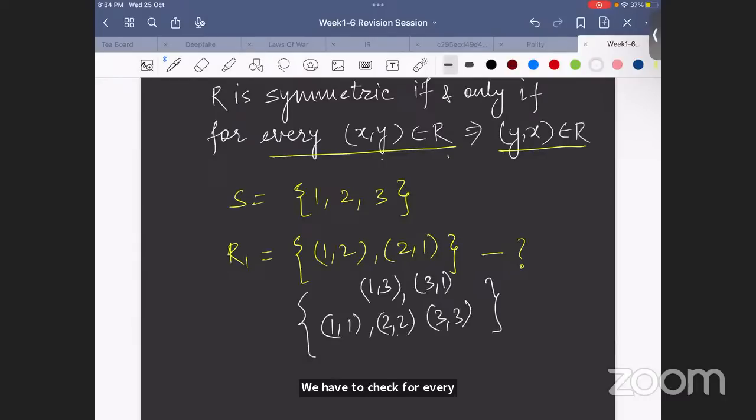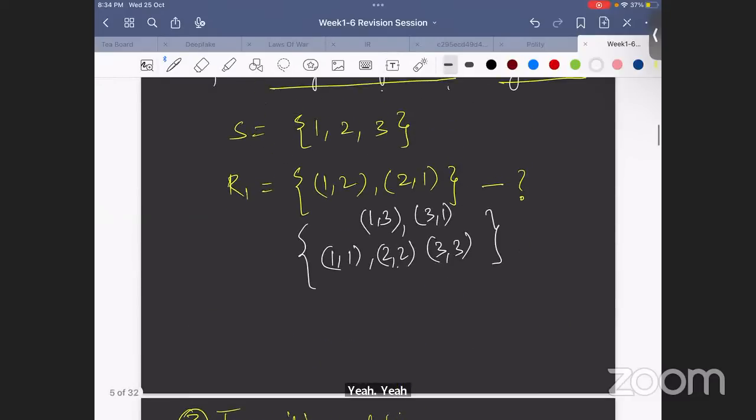Because for every pair you have the symmetrical version of the other one. So now tell me this one.